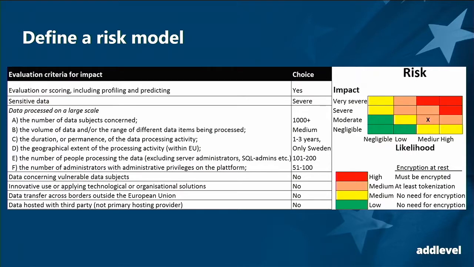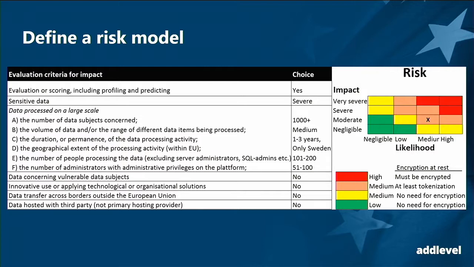So what do you do? Let's say you realize that, okay, we have high-risk processing. What do we do then? Does that mean that, okay, we should just encrypt the hell out of it? Or does it mean that, you know, we have to do something more? And this is sort of an example of how we could do that.